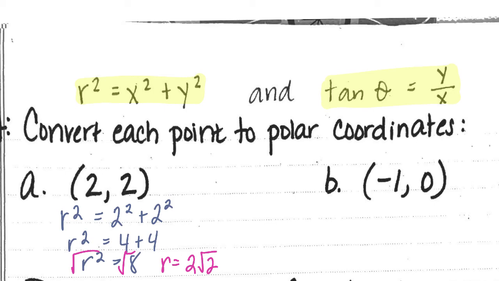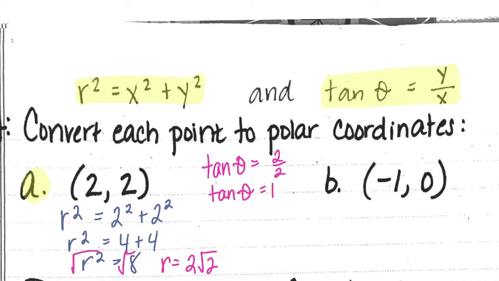Now this is just for A. I'm only on A so far. I'm only on this one so far. Now I have to find theta. So let's go ahead and use the other formula. I'm going to do that in bright pink. And we know that the tan of theta is equal to y over x. Well, that's 2 over 2. So the tan of what angle is equal to 1?